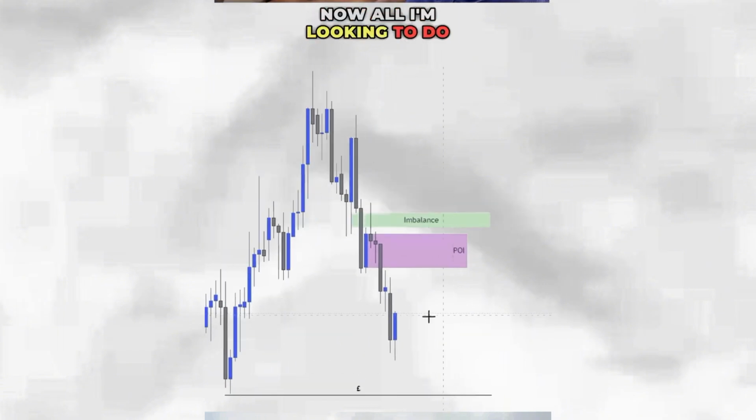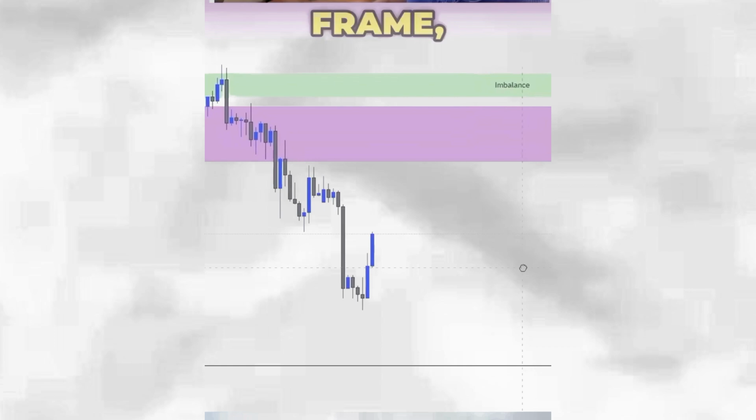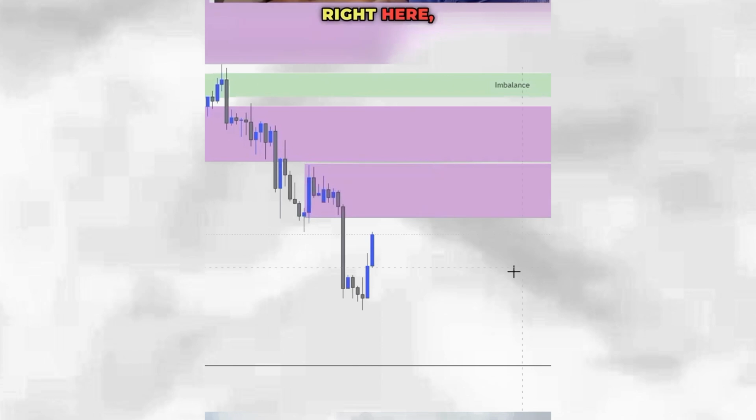Now all I'm looking to do here is get in line with the daily bias. As you can see, we're pushing to the upside at the moment. If I go to a 4-hour time frame, you can quite clearly see there's a little bit of a range going on to the downside. So again, we have this order block area right here which I'm now going to focus on, and this is all about being patient now.